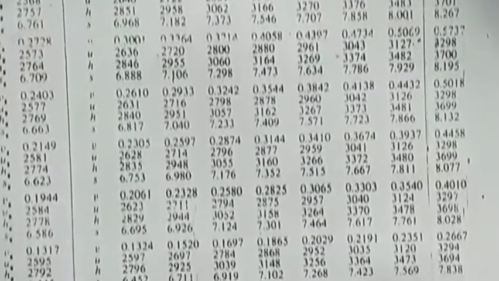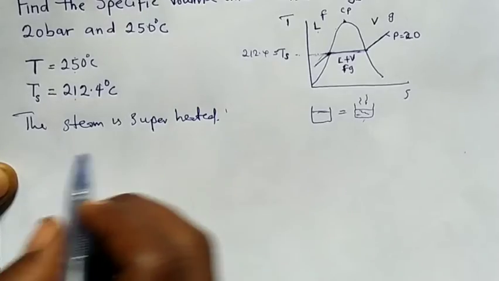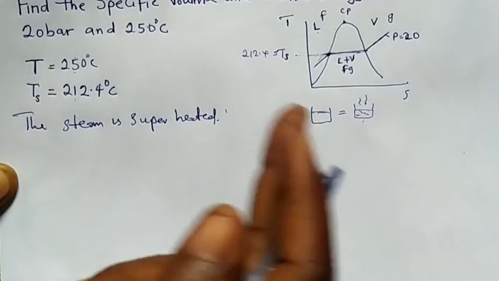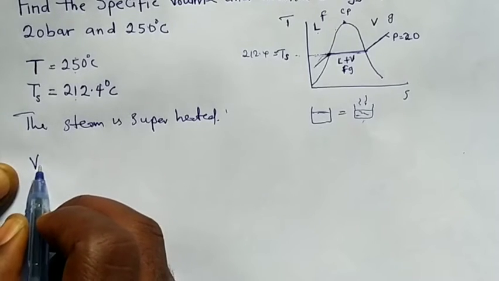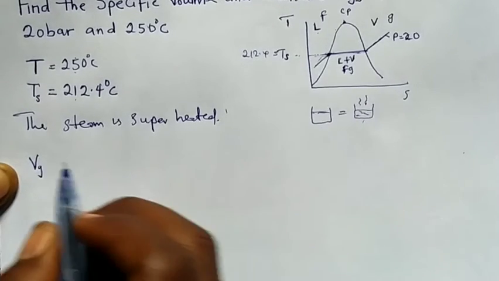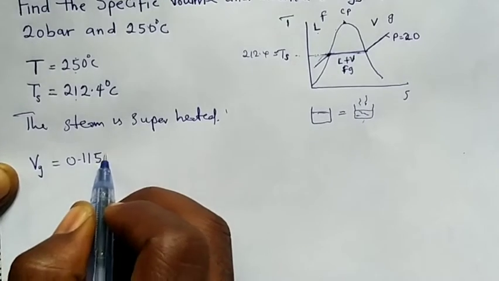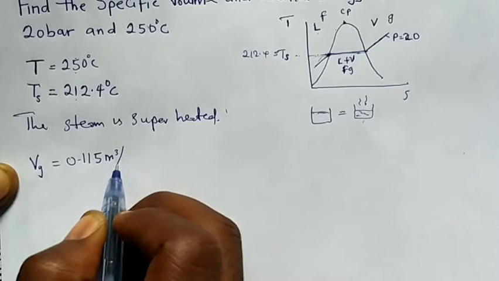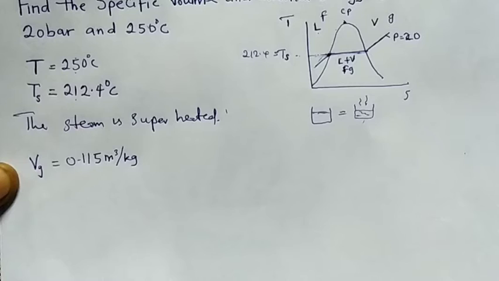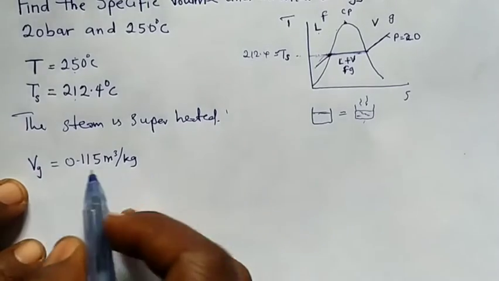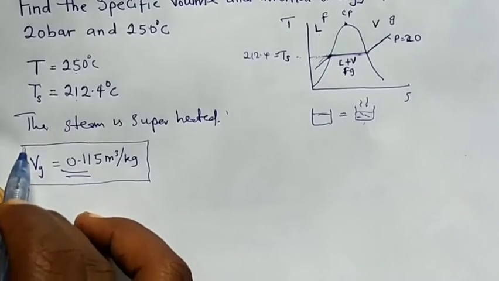Our VG is 0.115. So since it is superheated, after I've written it, we're going to check on our superheated state. We realize that our V is a gas, right? Because superheated, and is equal to 0.115 meter cube per kilogram. That will be our VG. So this is our answer here. So you should be very careful.